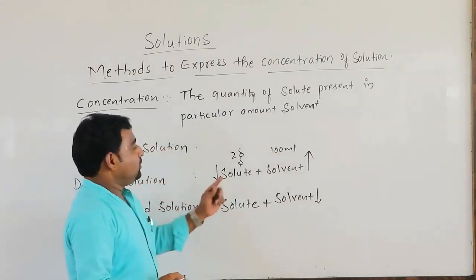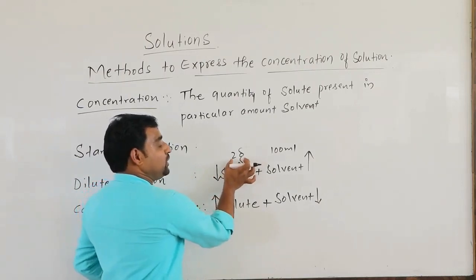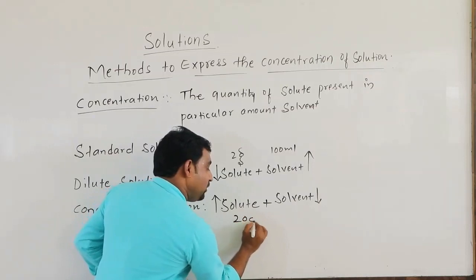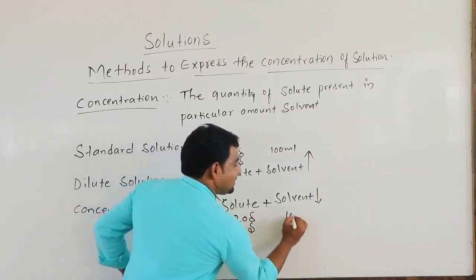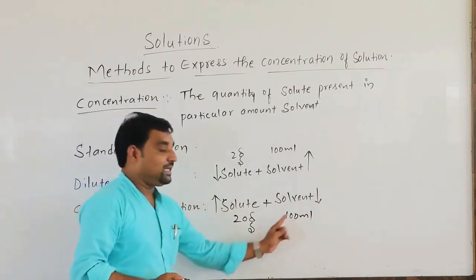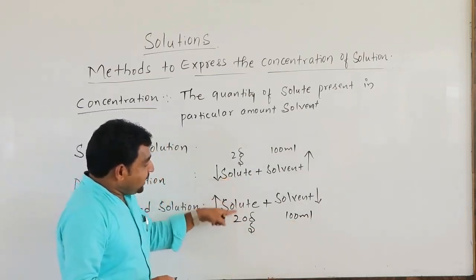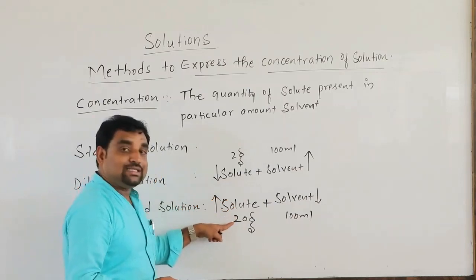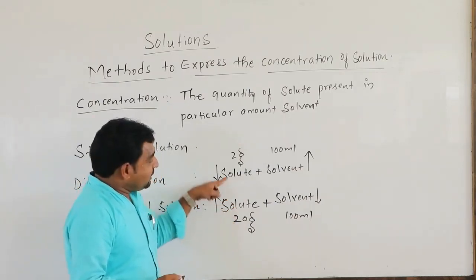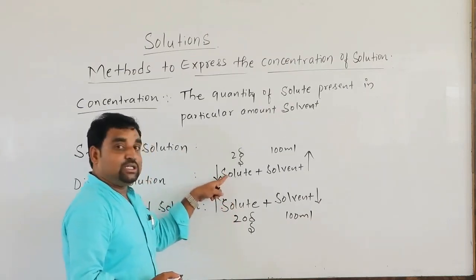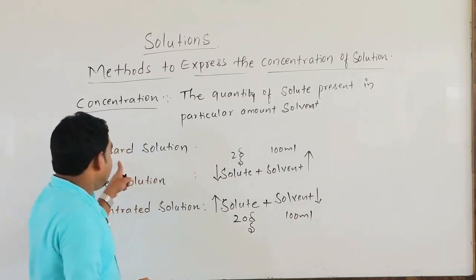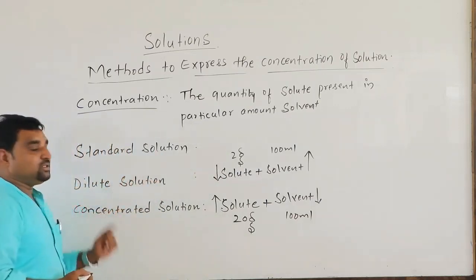Here the dilute solution means a less amount of solute and more amount of solvent will be there. For example, here you can take 20 gram of solute present in 100 ml of solvent. 20 gram of solute in 100 ml of solution. With respect to this one, this is called a concentrated solution because more amount of solute will be there. With respect to this one, it is called a dilute solution because less amount of solute will be there. This is about the standard solution, dilute solution and the concentrated solution.